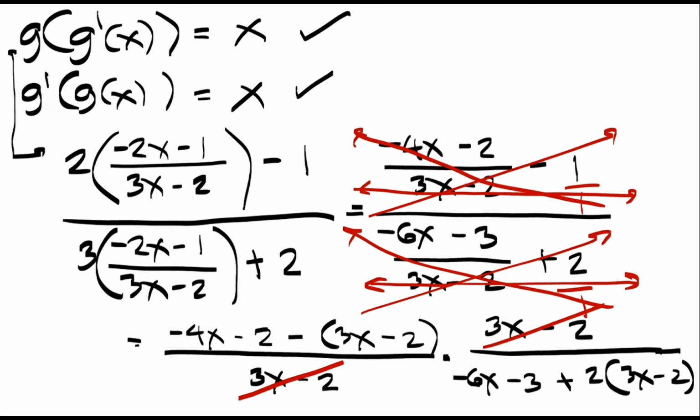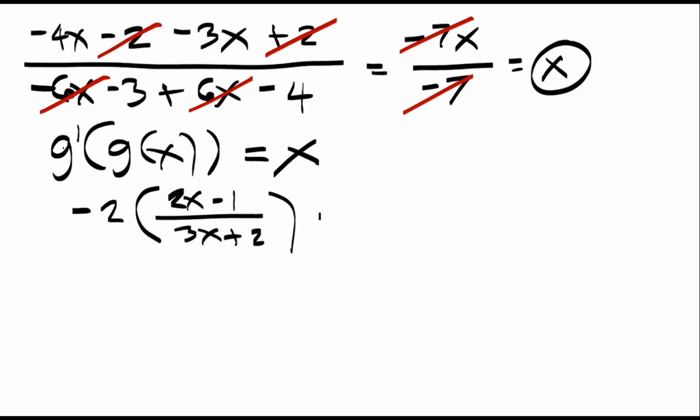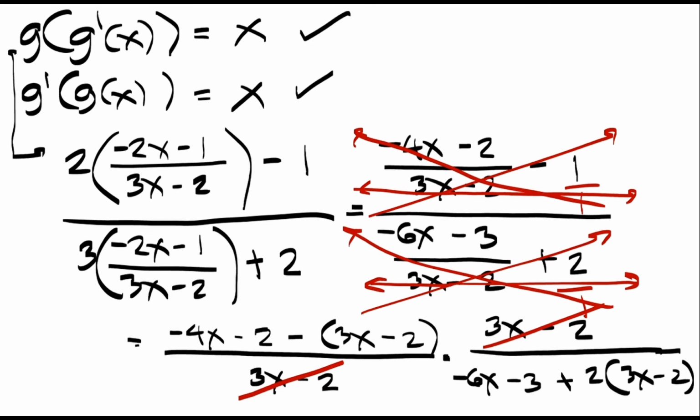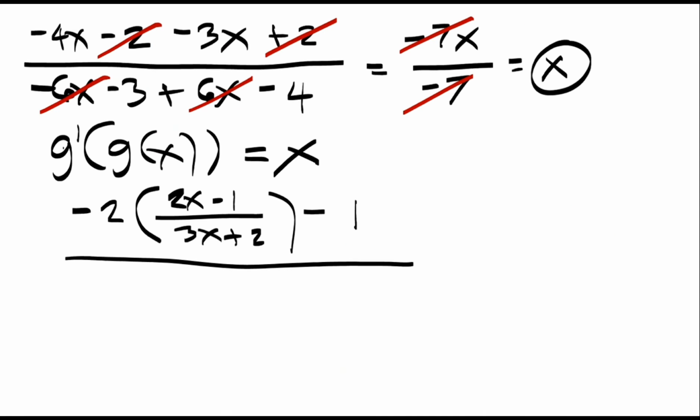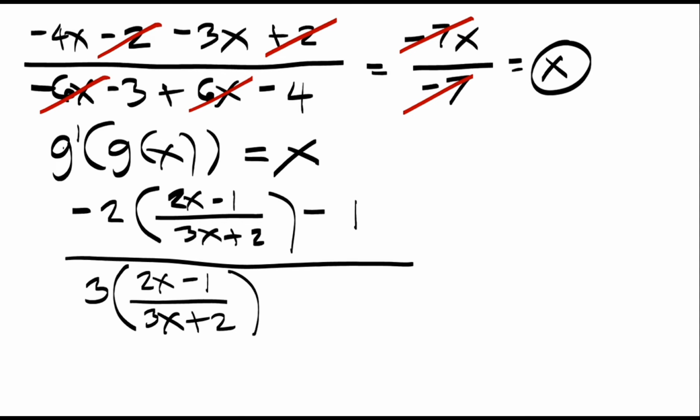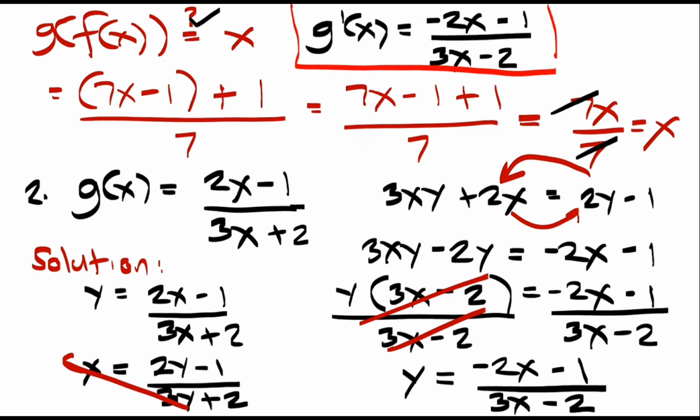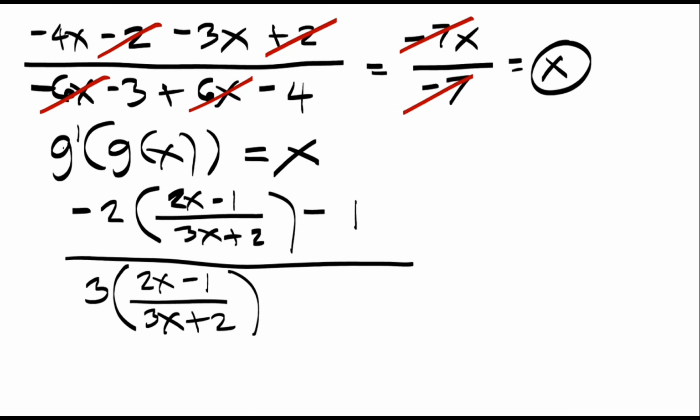And then we have minus 1 all over. Again, g prime of x is negative 2x minus 1 all over 3x. So 3x, so x will be replaced again by g of x, which is 2x minus 1 all over 3x plus 2. And finally we have minus 2 here, minus 2.